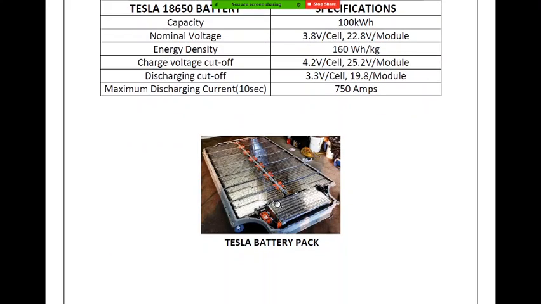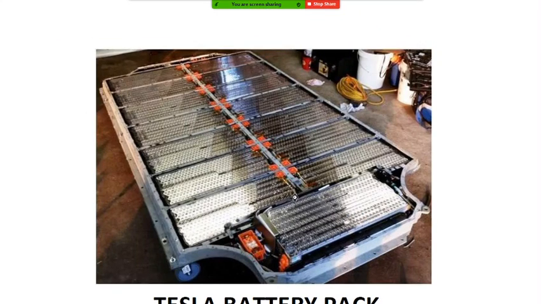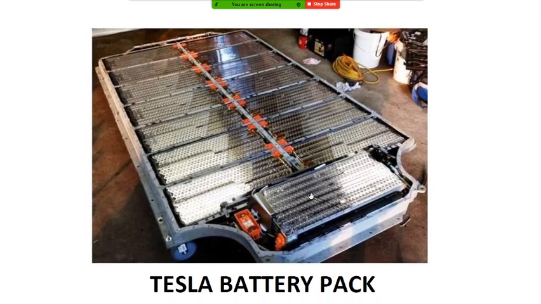So let me show you the picture of the Tesla battery pack. Let me zoom in on the picture. If you could see the picture, this is the underground floor mechanism. You mean the battery is under the floor of the vehicle. This is the Tesla battery pack.